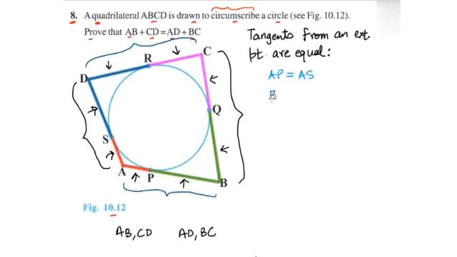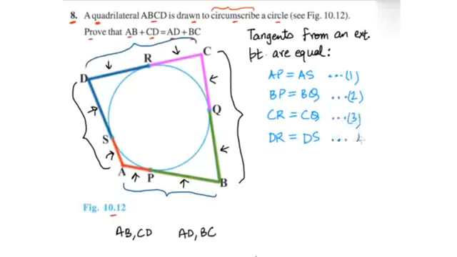Then BP is equal to BQ. These are the two green segments. Then CR is equal to CQ. These are the two pink segments. And then DR is equal to DS. These are the two dark blue segments that are highlighted. Okay, now let's call these equalities 1, 2, 3 and 4.